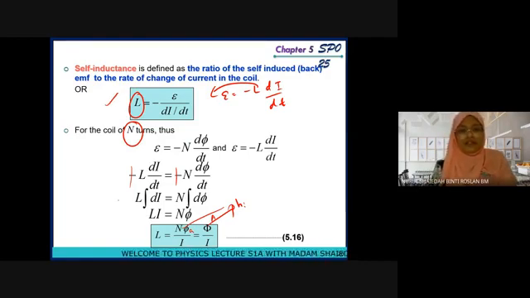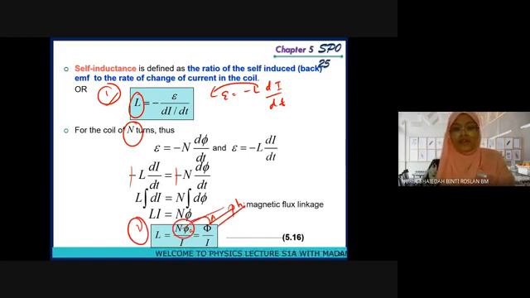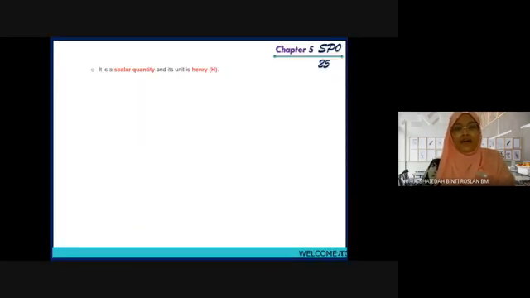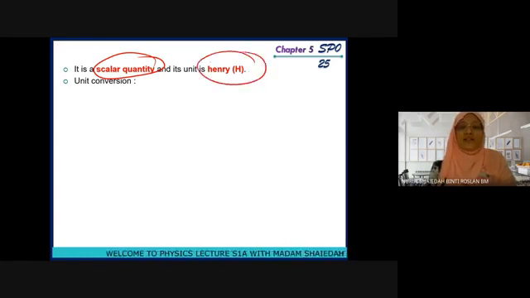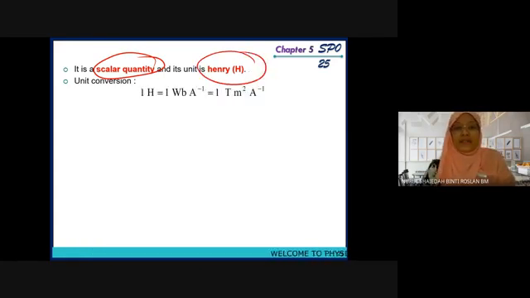This is the first and this is the second for L. The third one, don't worry, because this is all given, you just have to know. Substitute when the question gives the values. Okay, the unit: this is a scalar quantity. When it is a scalar quantity, you don't need to worry because you don't have to bother about the direction. The unit is the Henry, capital H. So 1 Henry equals 1 Wb A negative 1, or Weber per ampere, or T m squared A negative 1.